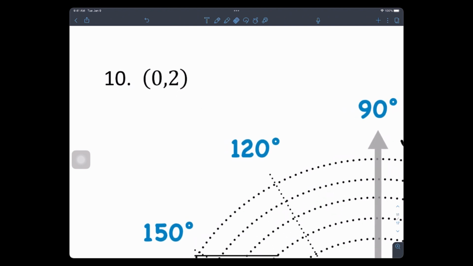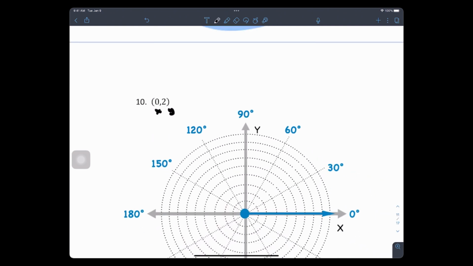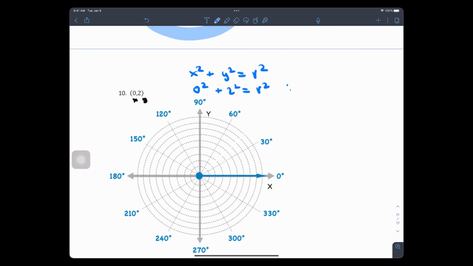Where x is 0, y is 2. What was the conversion? X squared plus y squared equals what? R squared. So 0 squared plus 2 squared is R squared. And you know what that means now? R squared is going to be 4. So R is plus or minus square root of 4, or R is going to be plus or minus 2.